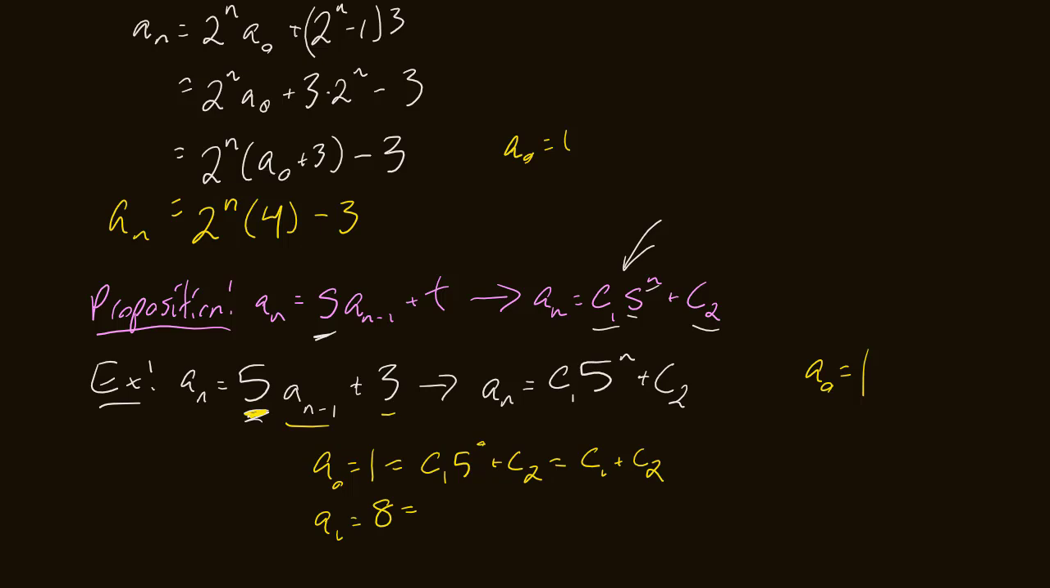So this is going to be equal to c1 times 5 to the first plus c2. So this is just equal to 5c1 plus c2. We want to solve for c1 and c2 so we can have our general equation.